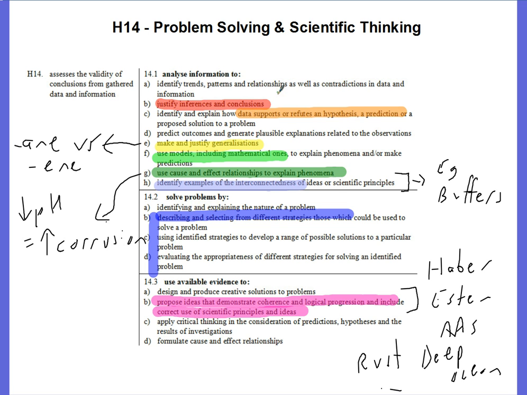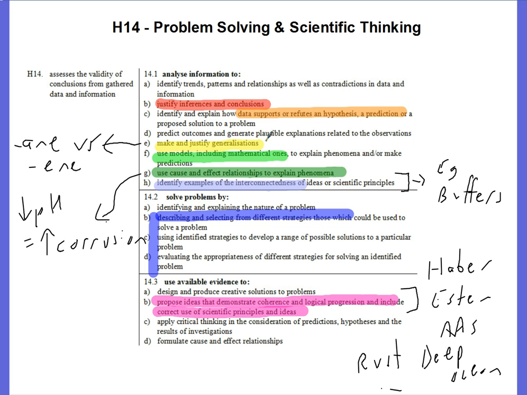A conclusion, though, is drawn from more than one observation. It's your general perception of what's happened based on a whole lot of experimental data, like at the end of an experiment. Explain how data supports or refutes a hypothesis or a prediction. So you need to be able to look at data and say whether it supports or refutes a hypothesis.